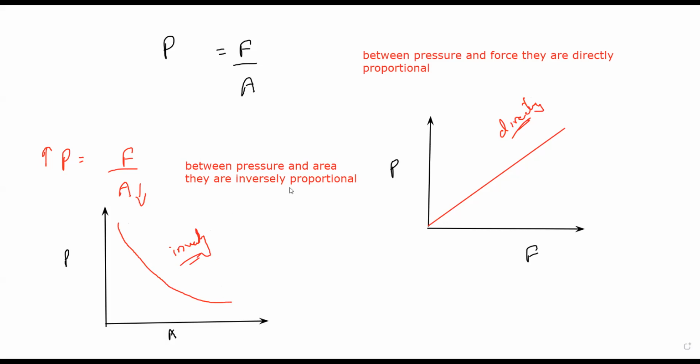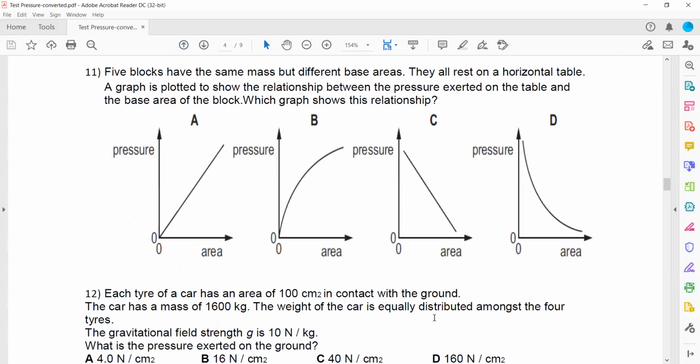So we have this question that 5 blocks are there, the force is same. What is the relation between pressure and area? So we have the formula, pressure is force on unit area. If we increase the area, the pressure should decrease. So which of the graphs shows an inverse proportional? D is representing an inverse proportional relation. It's not a straight line. In an inverse proportional, it will always be a curve.